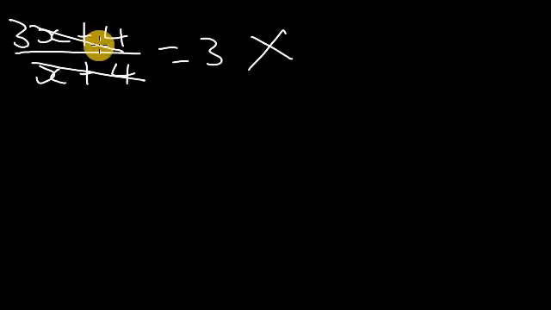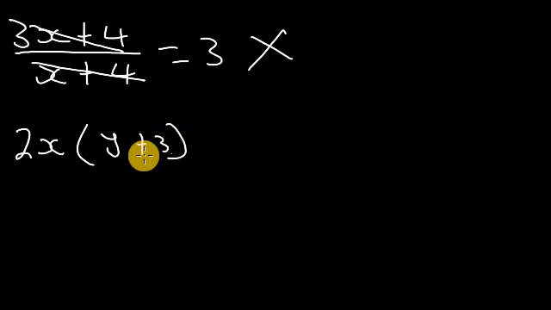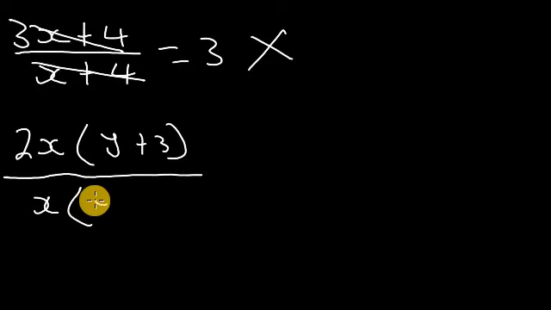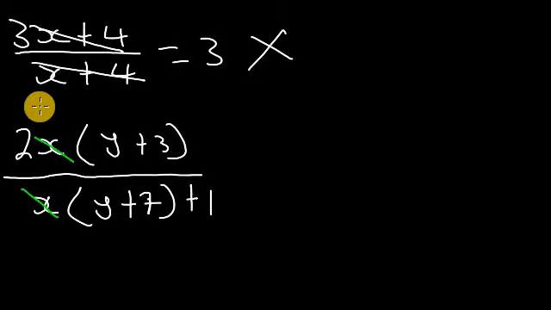But if they have not been enclosed within a parenthesis, you can never cancel anything. So what am I saying? Let's consider this. Let's assume we have 2x, multiplied by y plus 3, then divided by x multiplied by y plus 7, then plus 1. The question is, can this x cancel each other? If you think it can cancel each other, then you are thinking the wrong way. This can never cancel. Why?